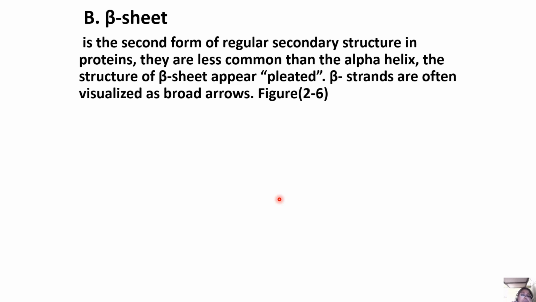Now, the beta sheet is the second form of regular secondary structure in proteins. They are less common than the alpha helix. The structure of the beta sheet appears pleated. Beta strands are often visualized as broad arrows.